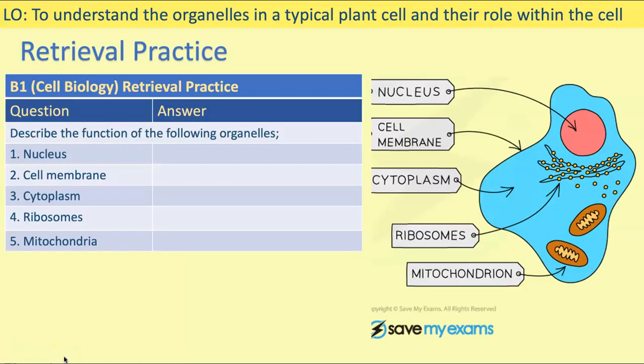Once you've written down that LO, have a go at these retrieval practice questions. These are retrieval from the animal cells screencast. So see if you can write down the functions of the following organelles, fill in the table, and then we will go through the answers. So pause the screencast and have a go.